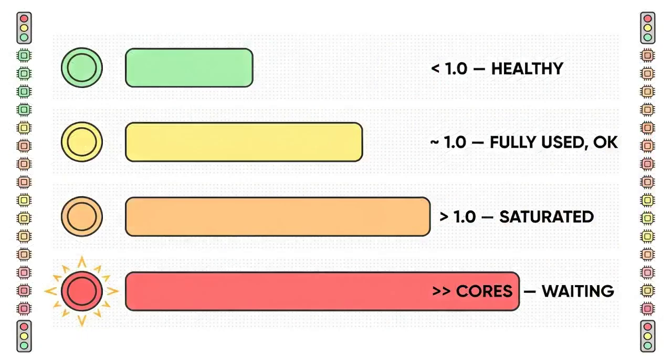Here is a quick heuristic per core. Under 1.0, you are healthy with room to spare. Right around 1.0, you are fully utilized but fine. Above 1.0, you are saturated. Well above the number of cores, processes are visibly waiting and users will feel it.